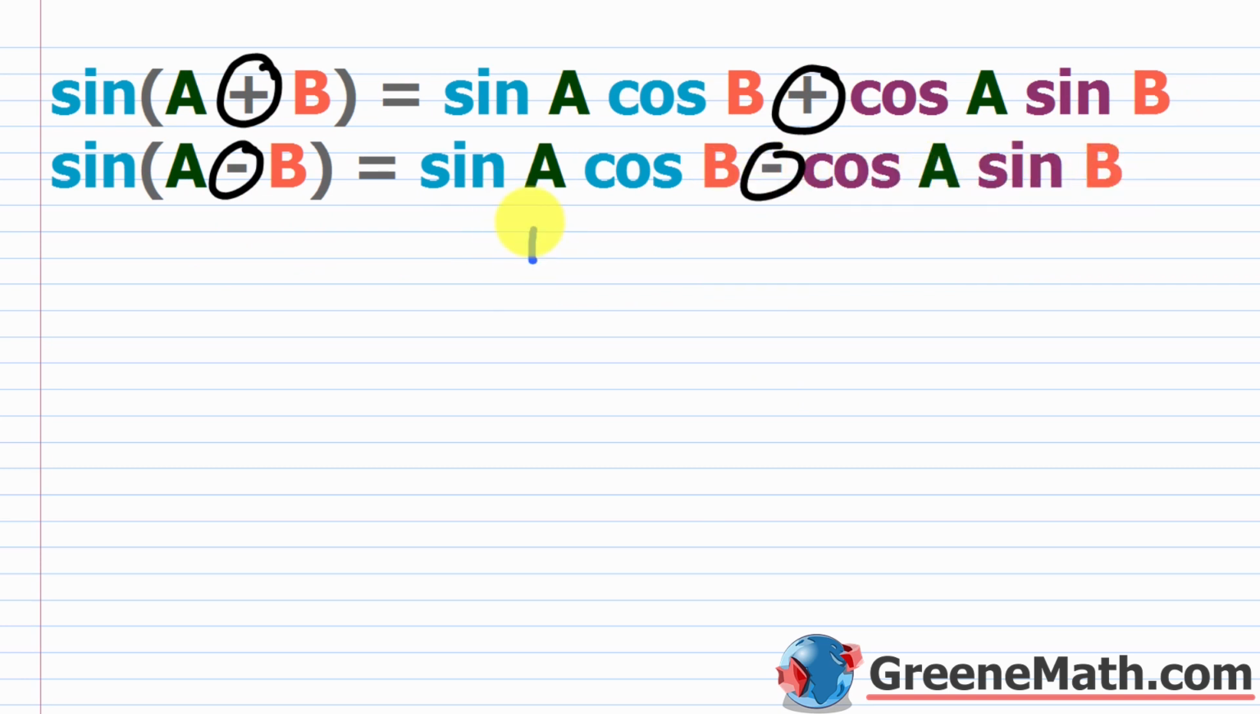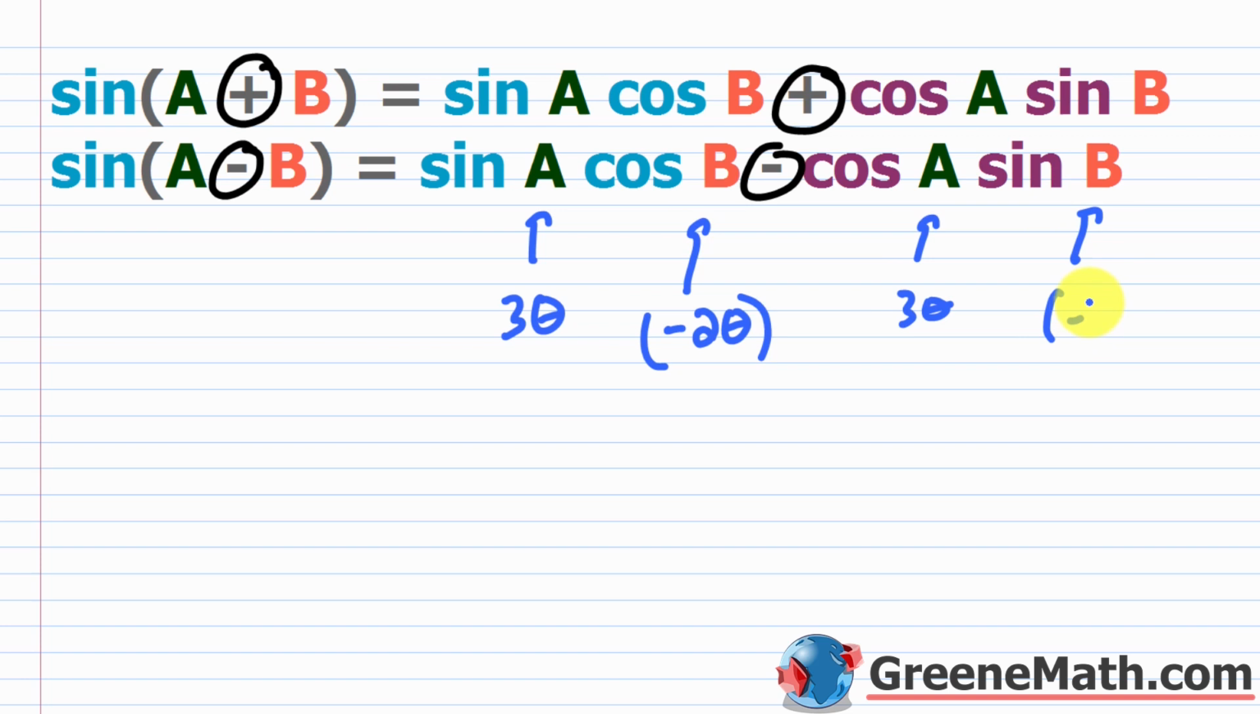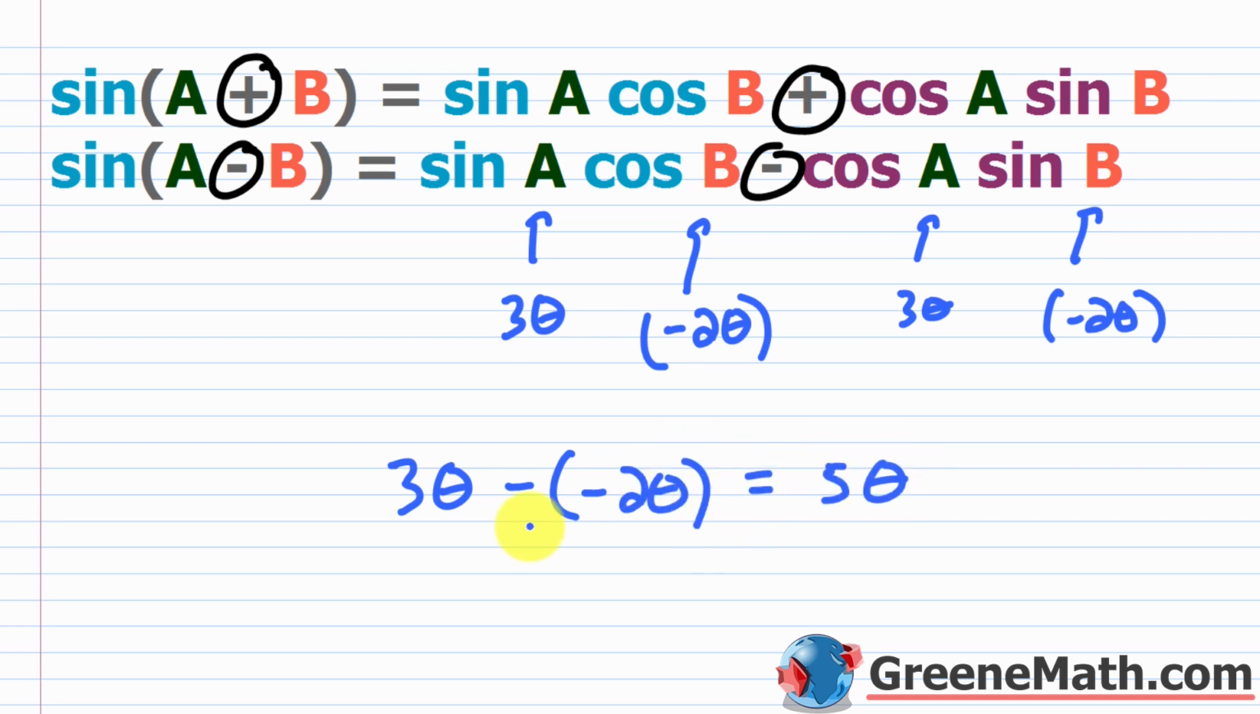So in other words, you see sine of 3 times theta, and then you see the cosine of 3 times theta over here. And then here you've got this cosine of negative 2 times theta, and here you've got this sine of negative 2 times theta. So basically what you're going to do is realize that it's this angle right here minus this angle right here. So it's 3 times theta minus a negative 2 times theta, which is going to give us 5 times theta. So that's what that's going to work out to.